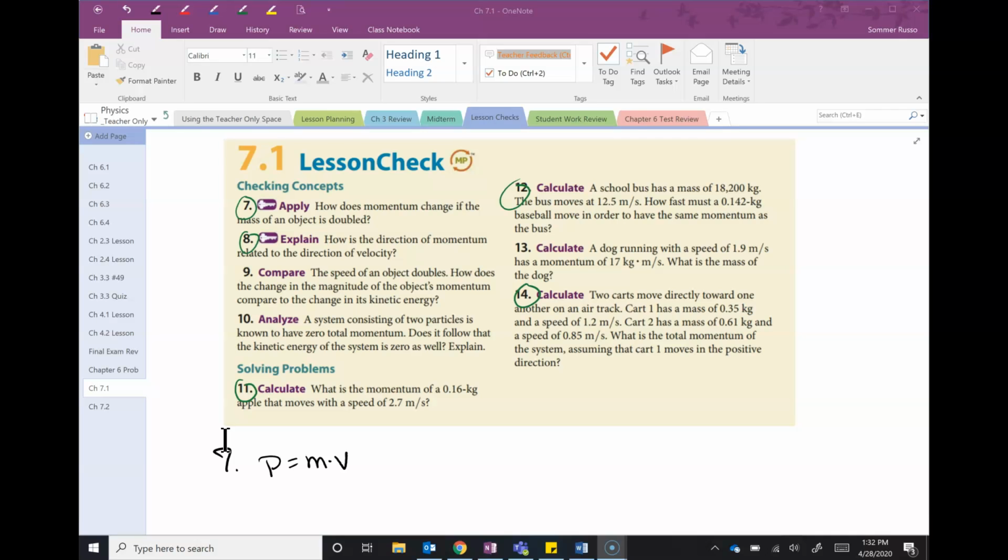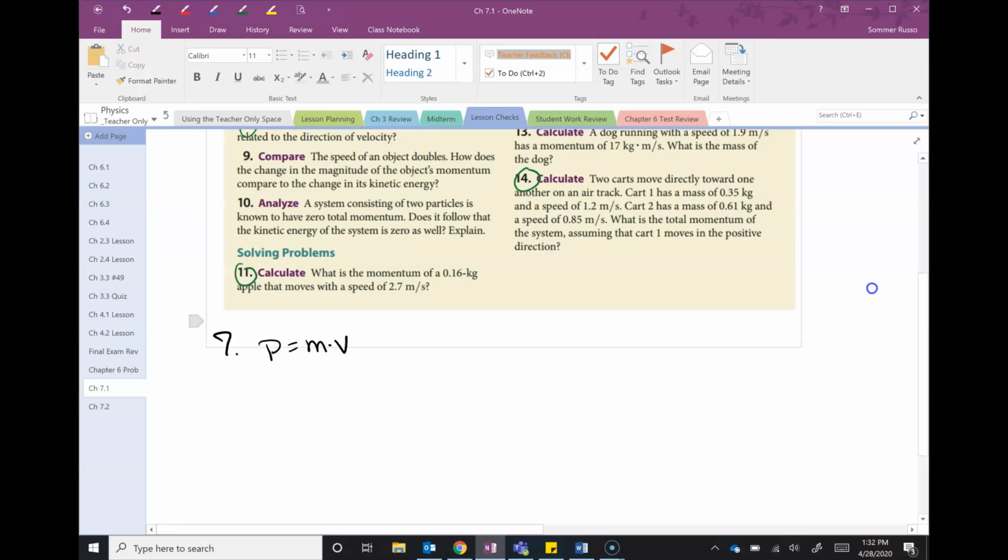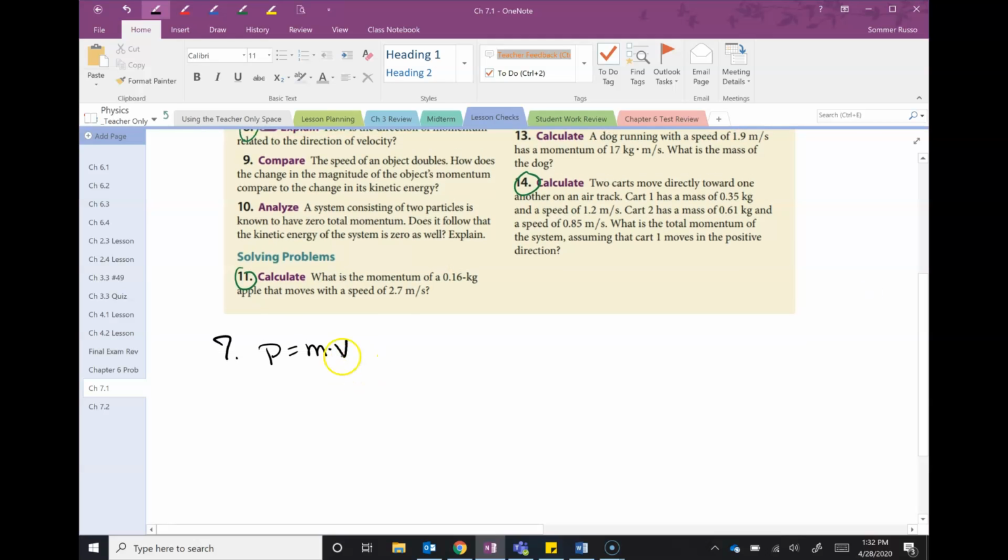How does the momentum change if the mass of an object is doubled? So we're looking at this equation here. Momentum is equal to mass times velocity. We're keeping the velocity the same. We're just looking at what happens if we double this mass. So 2 times the mass that we had before, and we have that same velocity. What happens to momentum? Well, if you do something to one side, you have to do it to the other. So our momentum will double as well.